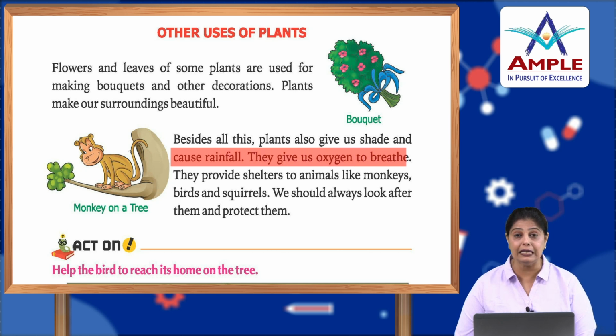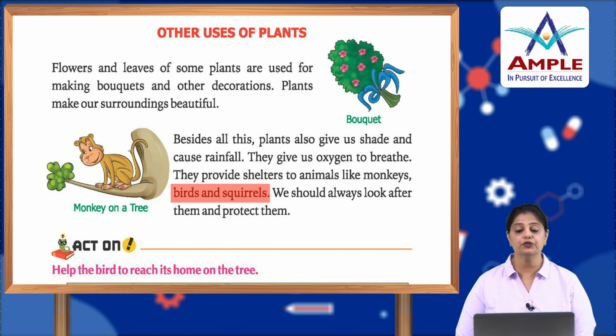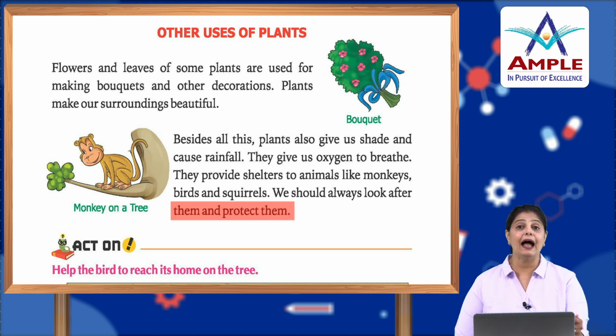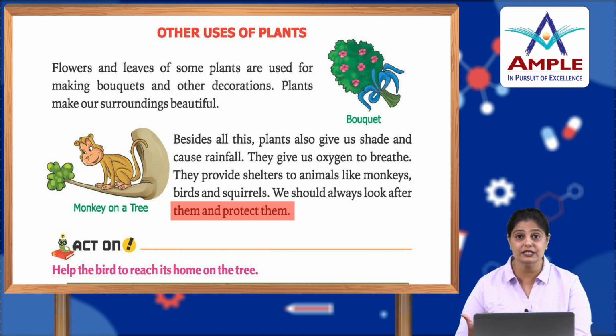Now, besides all this, plants also give us shade and cause rainfall. They give us oxygen to breathe. They provide shelter to animals like monkeys, birds and squirrels. We should always look after them and protect them. So, we have to take good care of plants, because not only do we get products from them, but they also give us shelter. And you must have observed that in the areas where there are a lot of trees, there is a lot of rainfall also. And we all need lots of rain for us to get water, which is the main source. Rain is the main source of water, and we all need water for our survival.